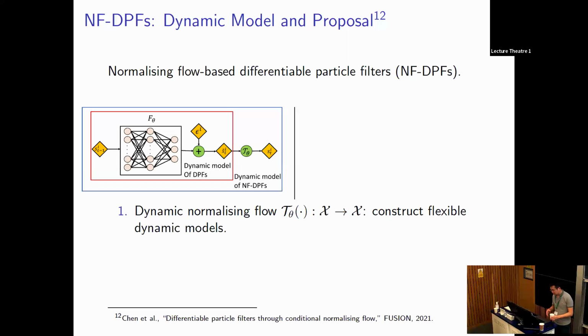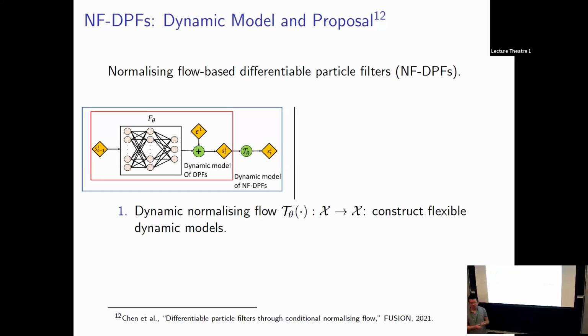So in essence, to make the dynamic model more flexible, we can directly use the initial Gaussian type of dynamic model. You pass the particles through the neural network, add some Gaussian noise, get this as tilde x_i, and then stack a normalizing flow on it, and you get a flexible dynamic model.